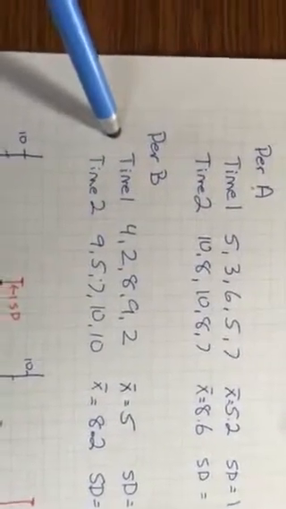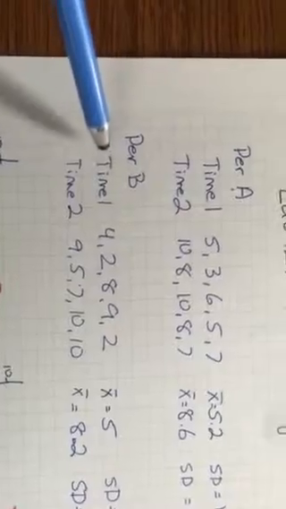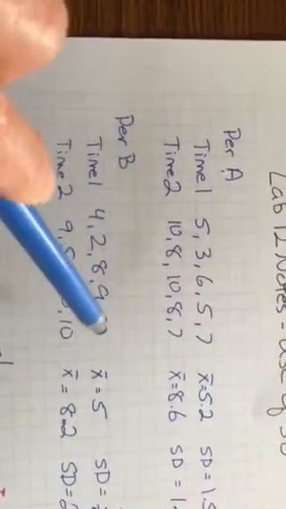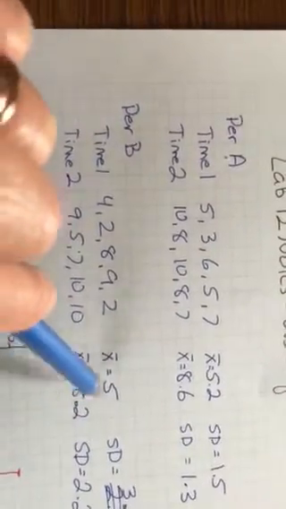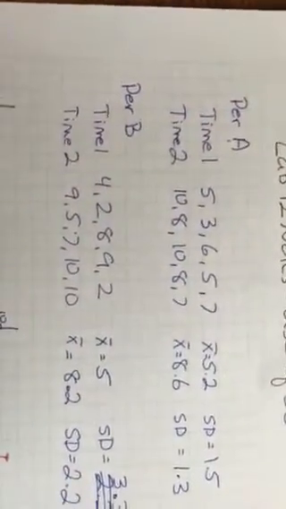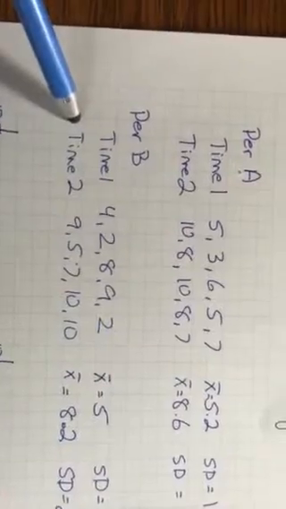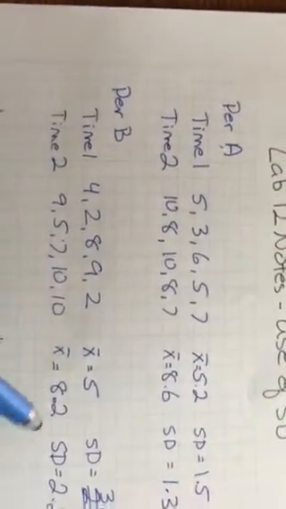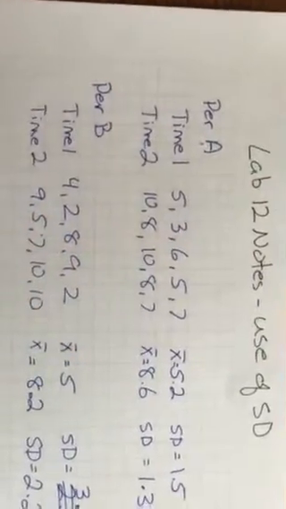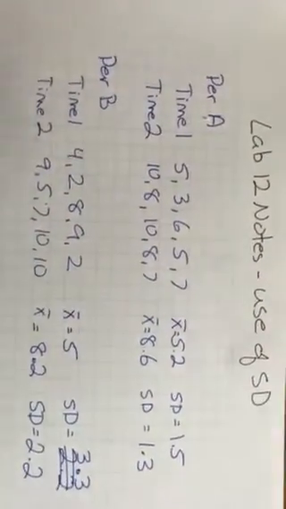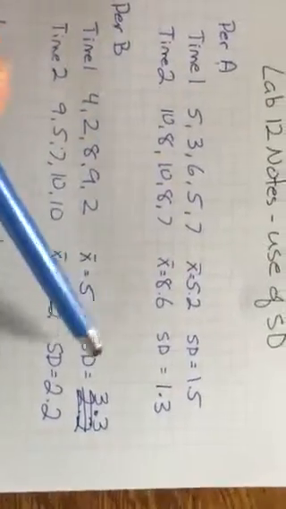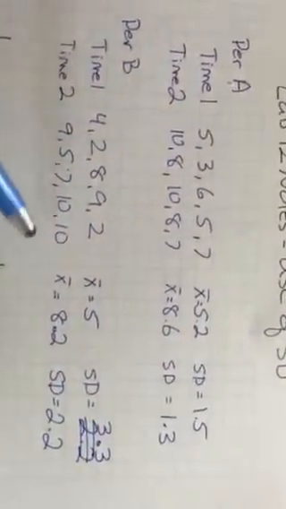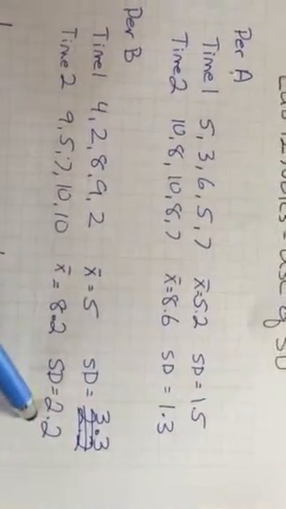So next class comes in and does the same lab, and at time 1 we get values of 4, 2, 8, 9, and 2, which gives us a mean of 5, almost exactly the same as the first class. And at time 2 we get data of 9, 5, 7, 10, and 10, mean of 8.2, again almost the same as the first class. But we look and we see our standard deviations are very different. This data has a standard deviation of 3.3, and this data has a standard deviation of 2.2.